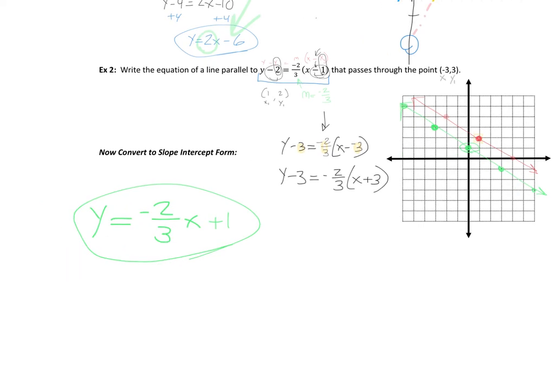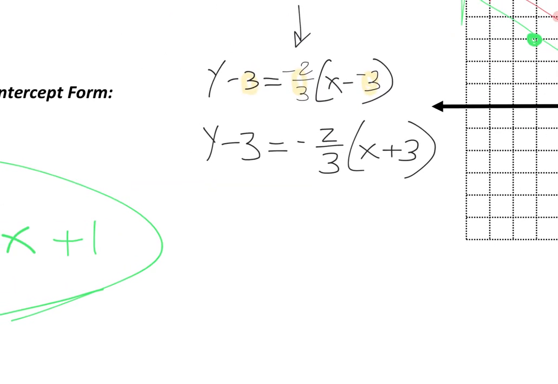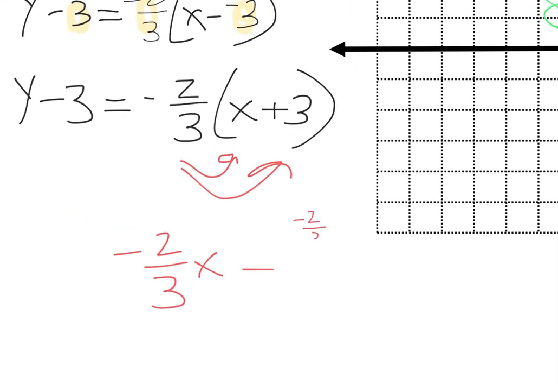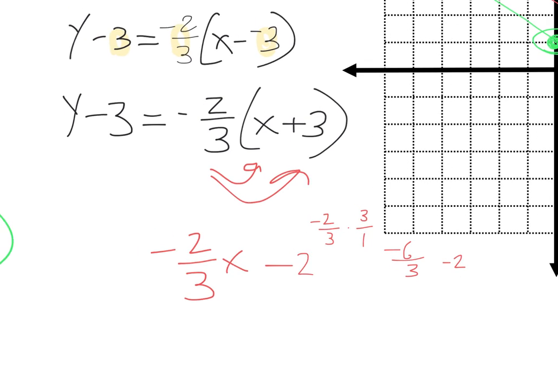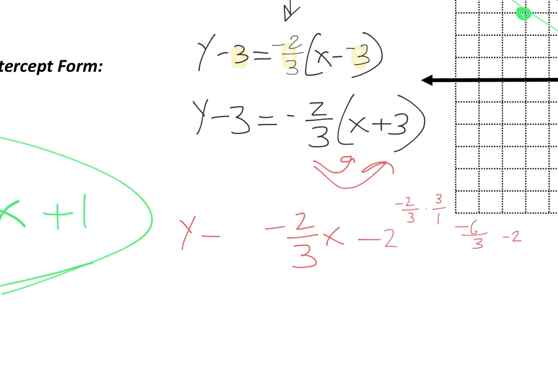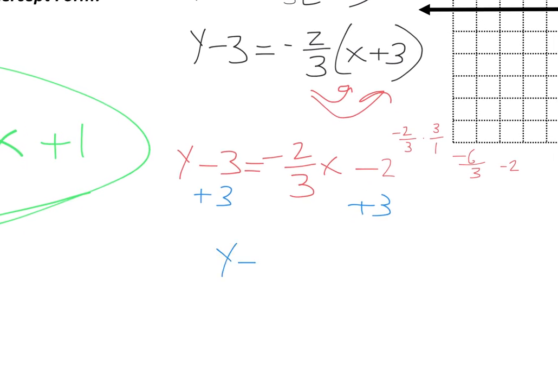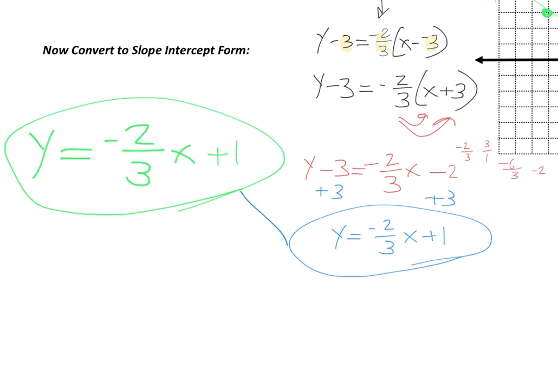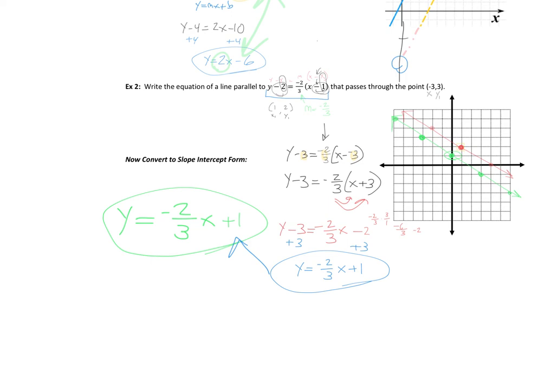But I want to show you guys that even if I solve this out, I would get the same answer. If I distribute here, I get negative 2/3 x minus, and then what's happening right there is negative 2/3 times 3/1. I'd get negative 6/3, which is a negative 2. Okay. So right now we have y minus 3 is equal to negative 2/3 x minus 2. When I add the 3 to both sides, we get that y is equal to negative 2/3 x plus 1. Does it match with what we already knew the equation was going to be from a visual standpoint?